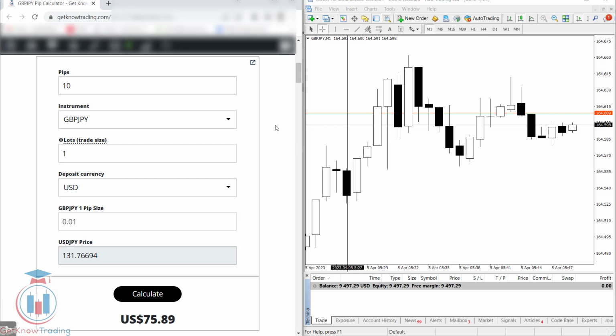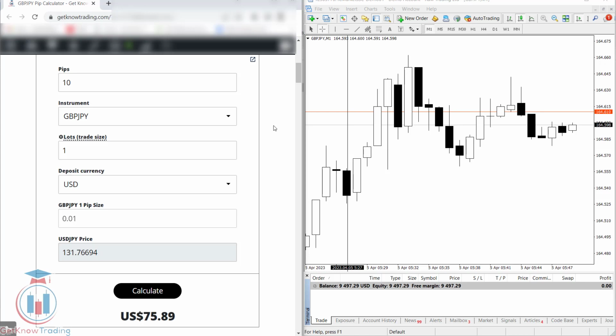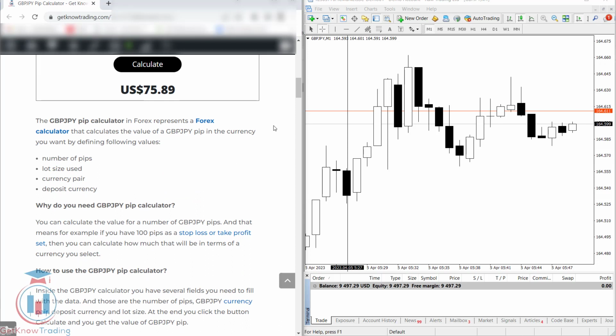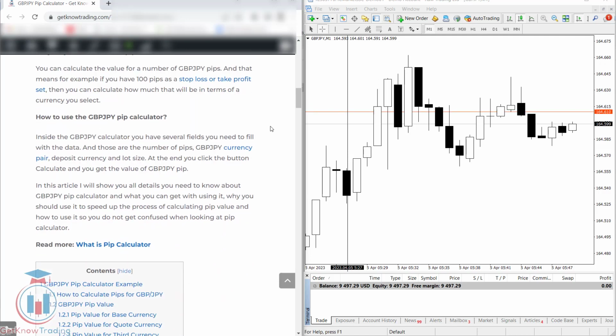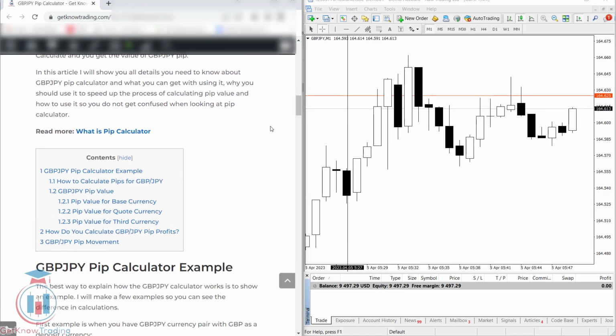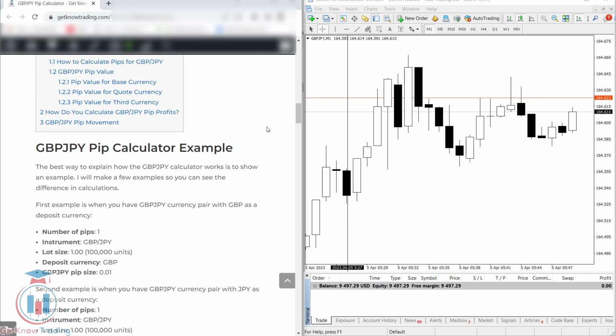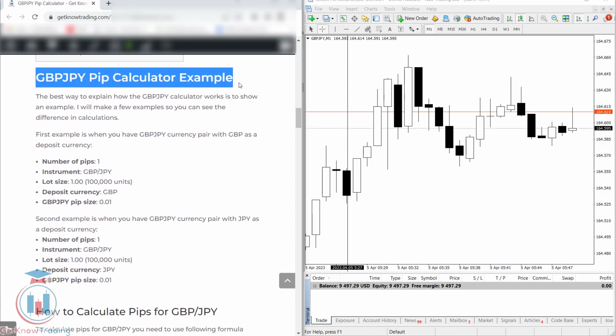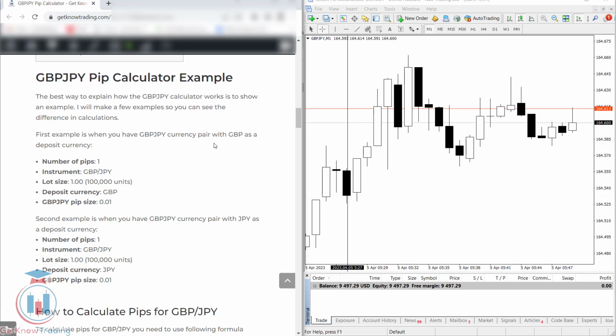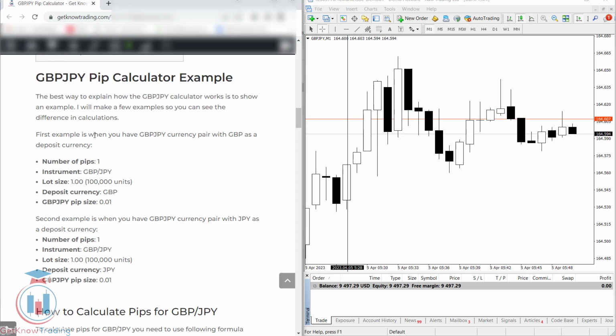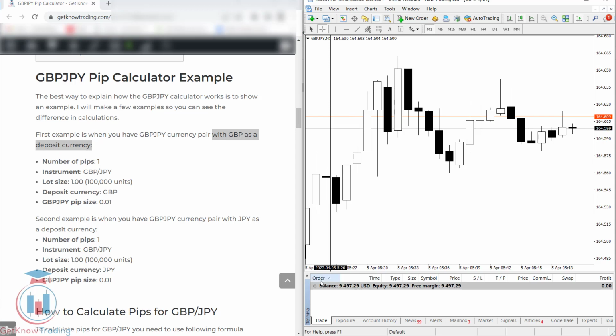How the calculation is done inside the Pip calculator, you can go to the Get No Trading article about the GBP Japanese Yen, which I've put a link to below the video, and then you can go there and read all the details about how to calculate GBP Japanese Yen Pip value. For example, here is an example I have put in the article where you have 2 possibilities. First one, where you calculate the Pip value with GBP as a deposit currency, and that means your deposit currency here in the trading platform would be GBP instead of USD.